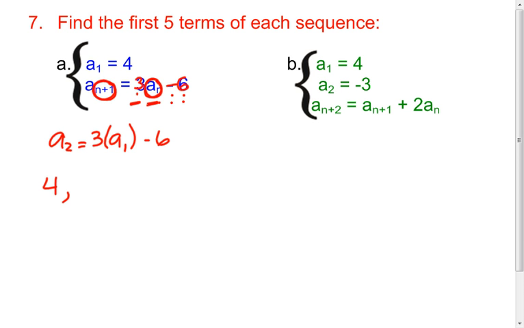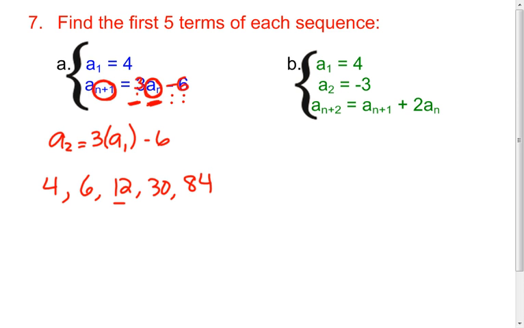So in this case, 3 times 4 is 12. Subtract 6, I get 6. The next term: 3 times 6 is 18. Minus 6, I would get 12. To get the next term, I take 3 times the term I have. So 3 times 12 is 36. Minus 6 is 30. To get the next term, I take 3 times the term I have, so 3 times 36 minus 6 would be 84. And there's the first 5 terms right there.